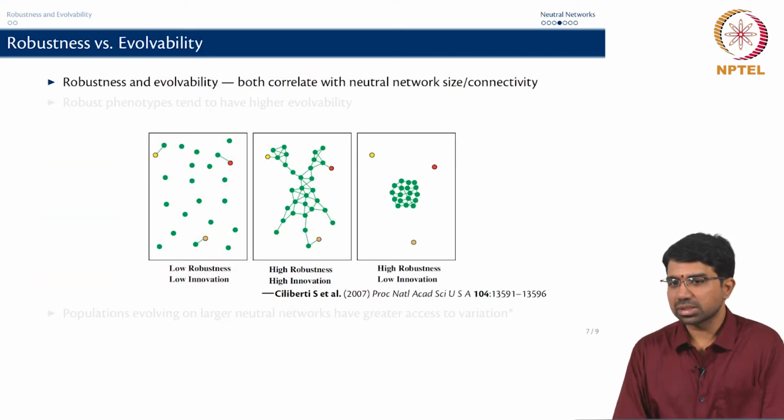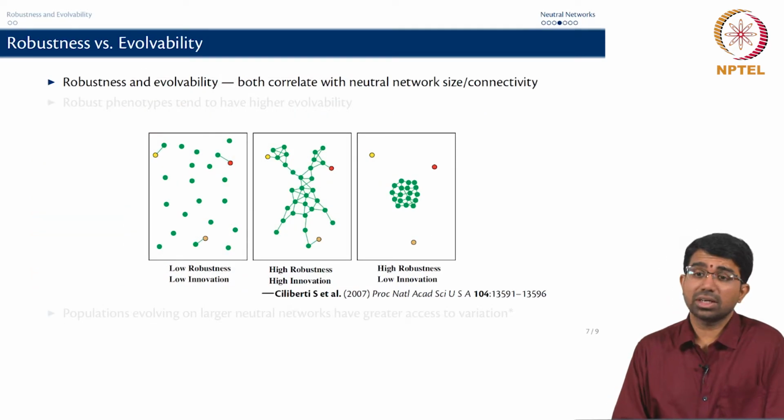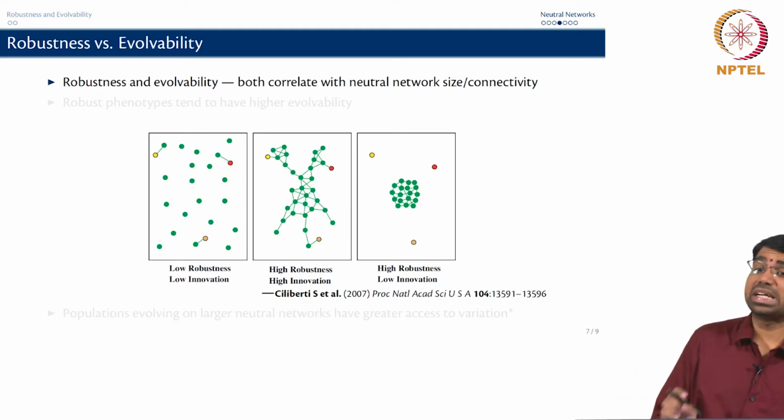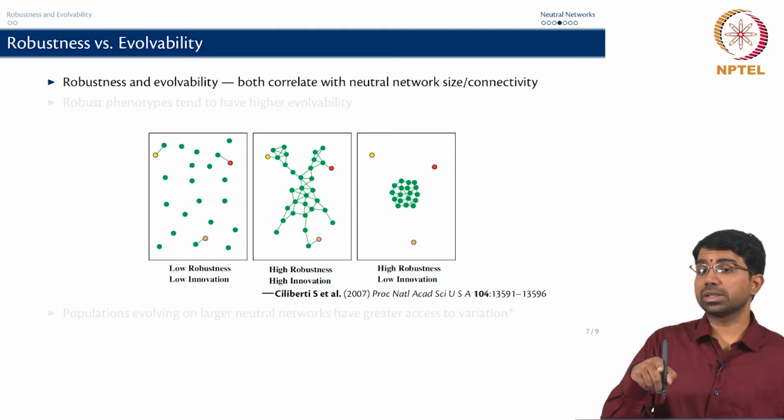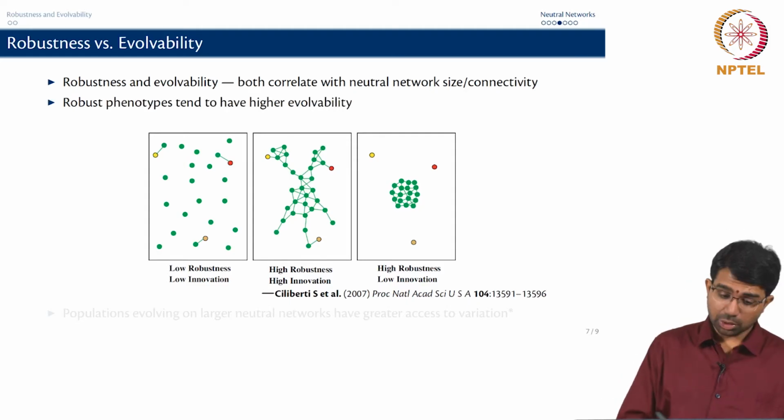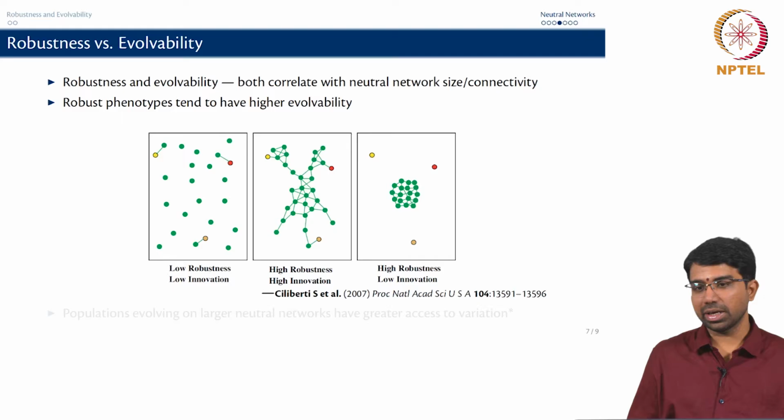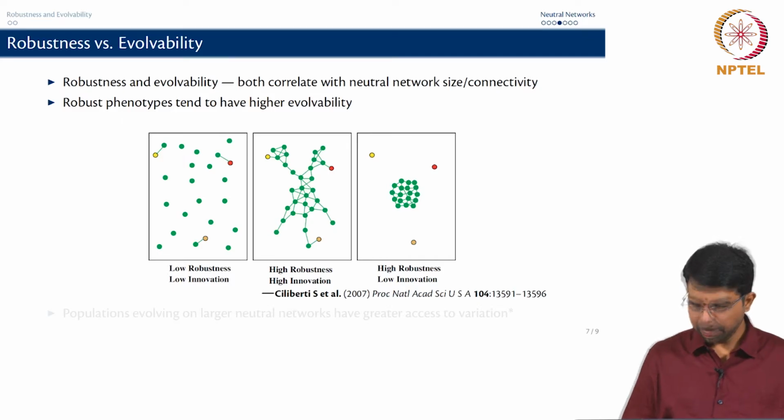I would say robustness is nothing but average degree. That is not necessarily robustness, because robustness is the ability to maintain the same phenotype. Evolvability is the ability to access new phenotypes in the neighborhood. So, robust phenotypes tend to have higher evolvability, meaning if you are robust like this phenotype, you could have access to more genotypes with different phenotypes in your neighborhood.